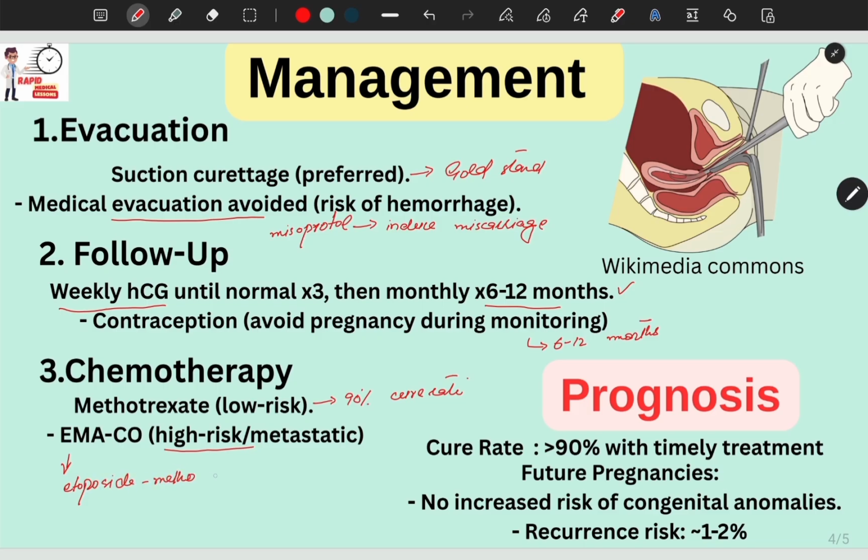Now, after the treatment, what can we expect from the patient and what can be the prognosis? The prognosis is good, with a 1 to 2% recurrence rate, and almost 90% cure rate if proper follow-up is provided. For future pregnancies, we just have to wait until the HCG levels become normal.